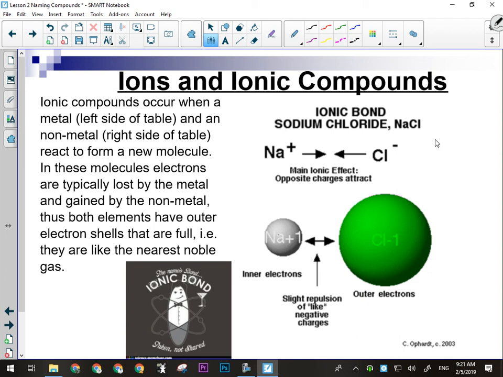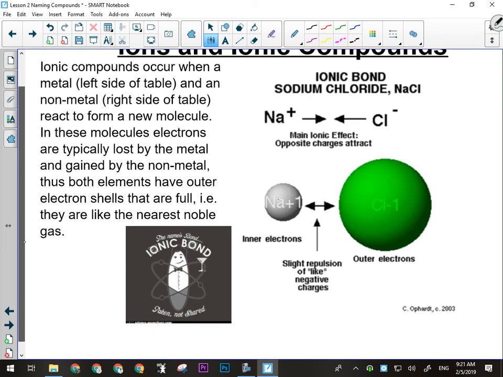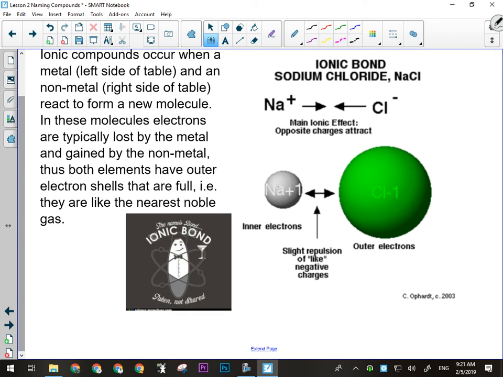So in these molecules, electrons are typically lost by the metal and gained by the nonmetal. Thus both elements will have an outer shell of electrons that is full, and they'll be most like their nearest noble gas. The noble gases are the ones on the far right-hand side: helium, neon, argon, krypton, xenon, and radon. They are basically completely unreactive. They never get involved in chemical reactions. They're never in compounds with anything else because they have an outer shell of electrons that is full. They're happy. The meaning of life for all elements is to get an outer shell full of electrons, no matter how they do it.